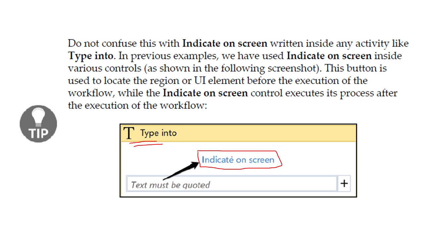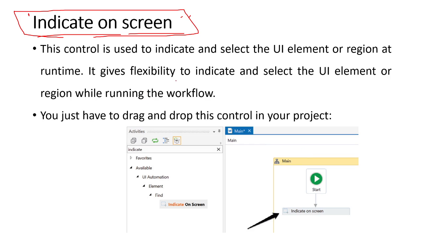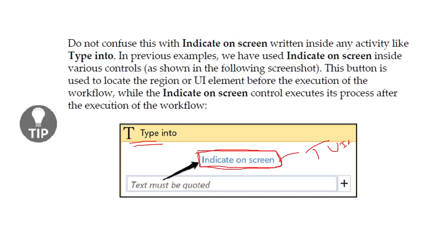See, the main difference is this option which comes inside other activities is used to specify the target element or target UI element, okay, before the execution. Whereas this explicit activity is used to specify the target element during runtime or during execution. We already have seen an example for this to better understand this in the last class itself, right?